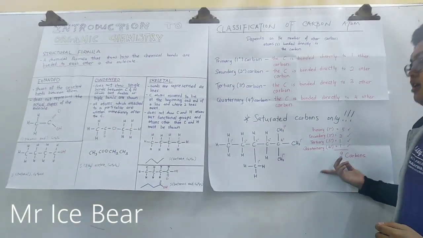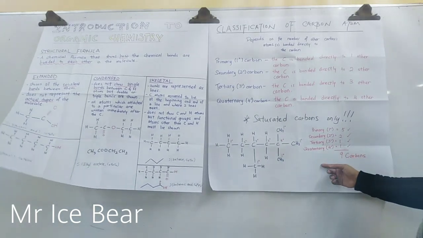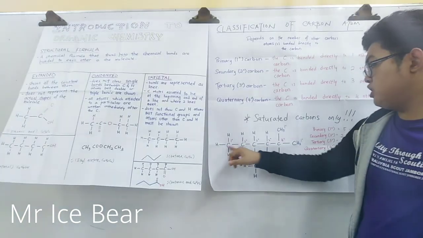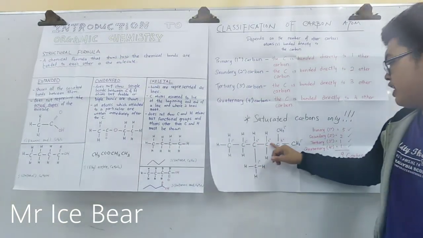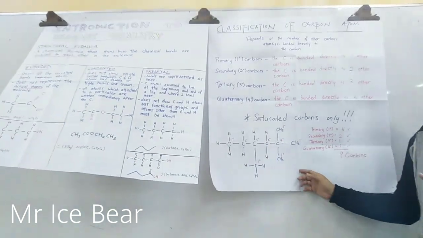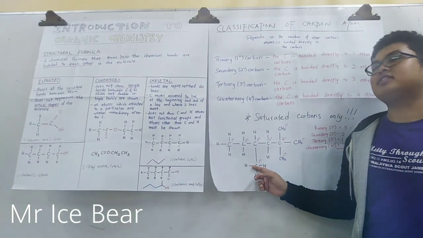So total there are 9 carbons in this molecule. If you want to recheck whether the answer is correct or not, look here. 9 carbons, 1, 2, 3, 4, 5, 6, 7, 8, 9. So total there are 9 carbons here. So that indicates that your answer is correct.